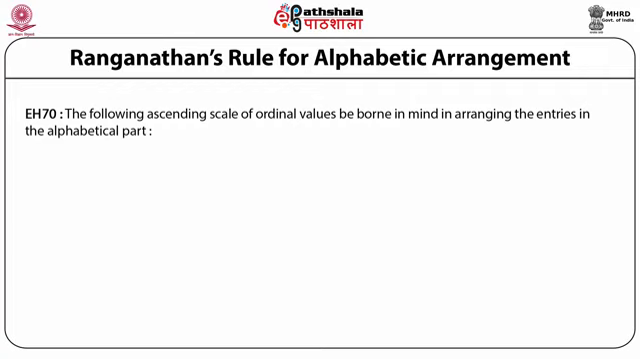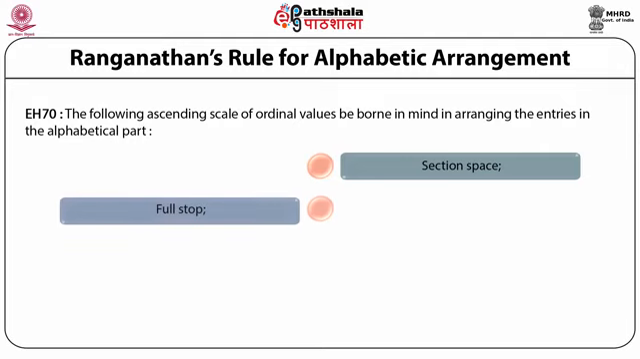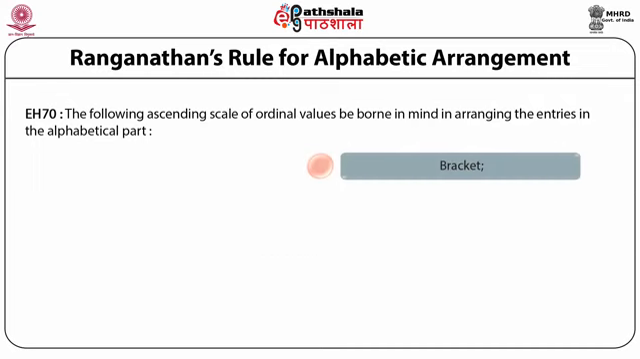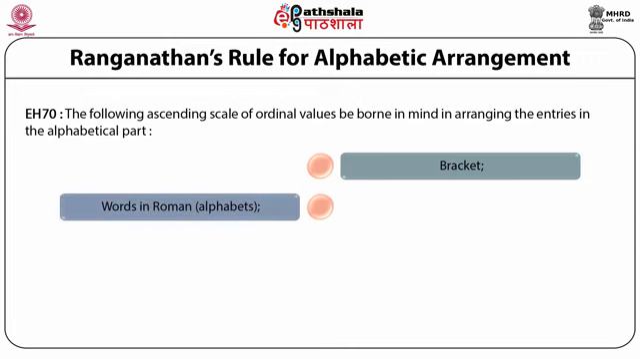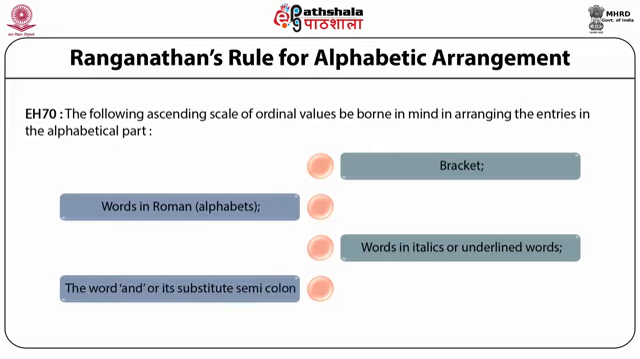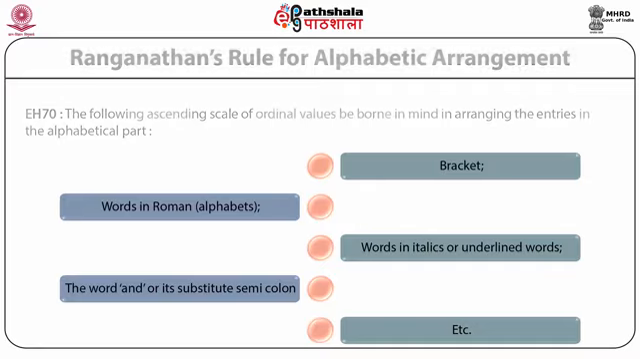The following ascending scale of ordinal value should be borne in mind in arranging the entries in the alphabetical part. First is space, second is full stop, third is comma, fourth is numerals in their natural sequence, fifth is bracket, sixth is words in Roman alphabets, seventh is words in italics or underlined words, eighth is the word 'and' or its substitute, semicolon, and ninth one is etc.